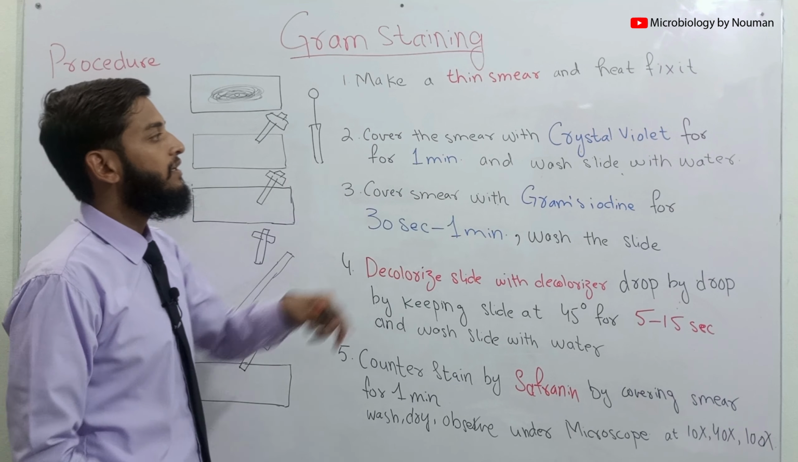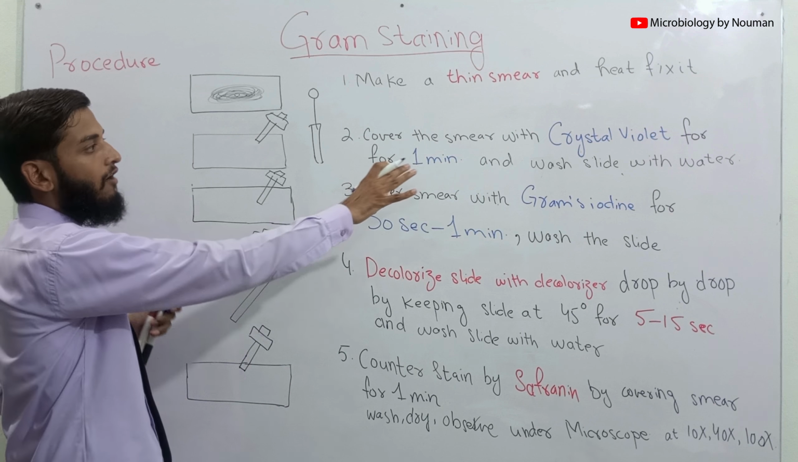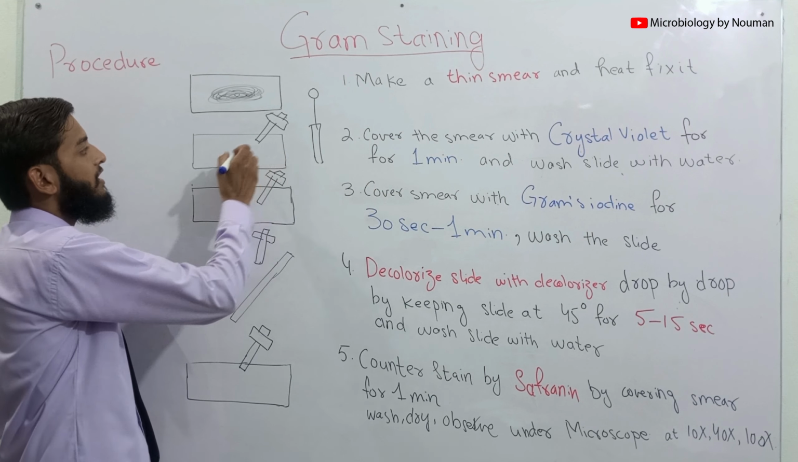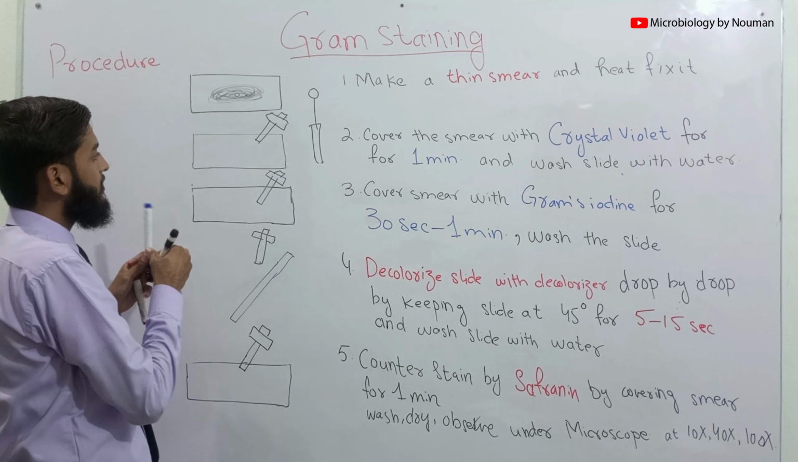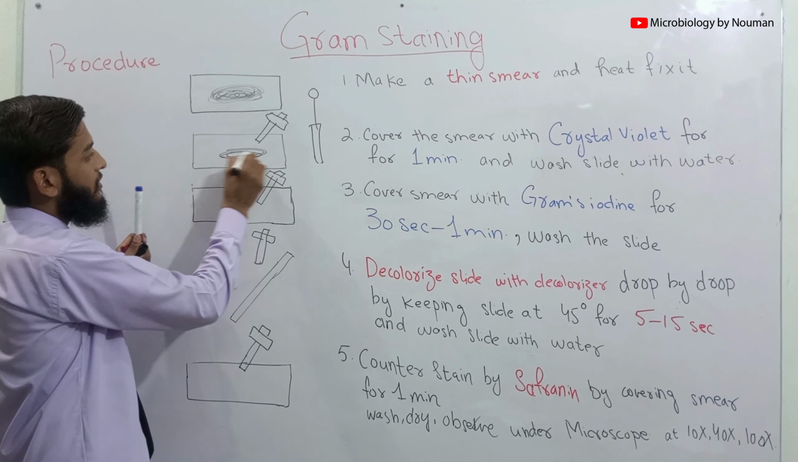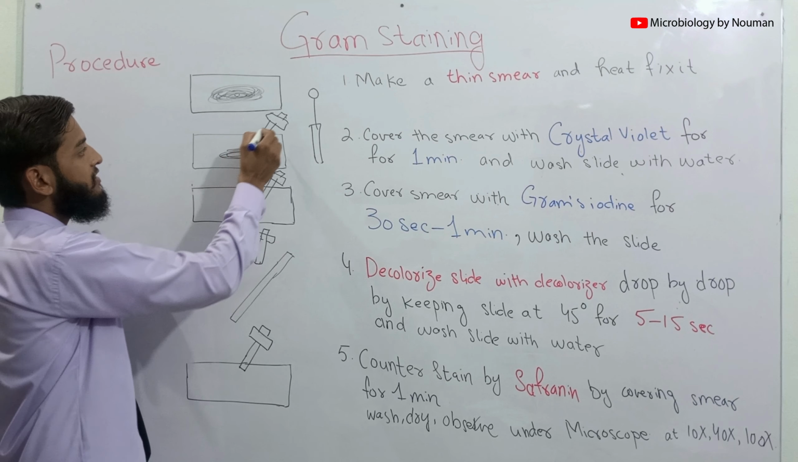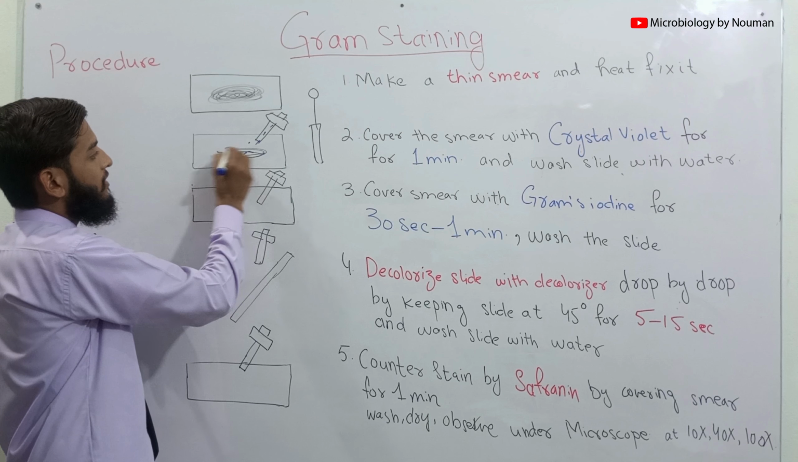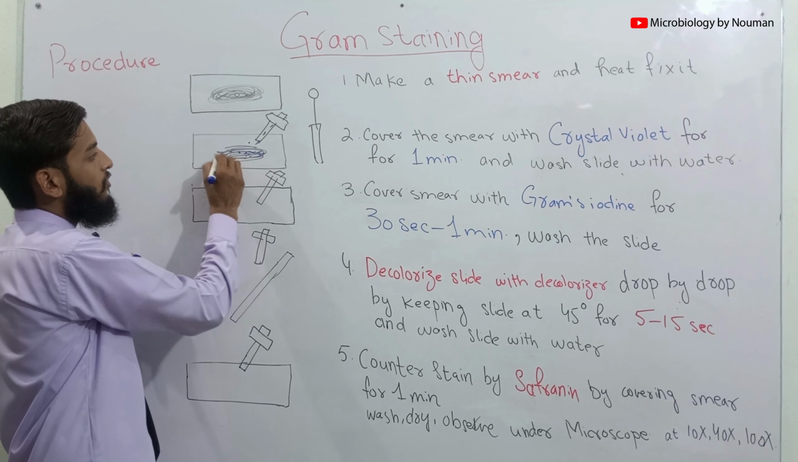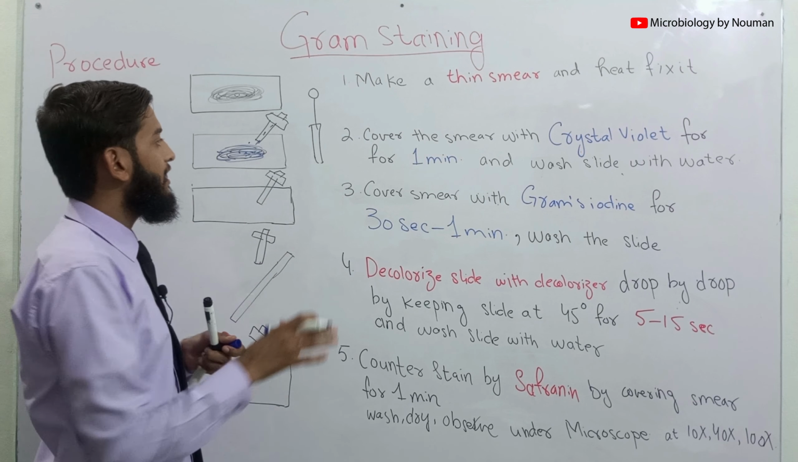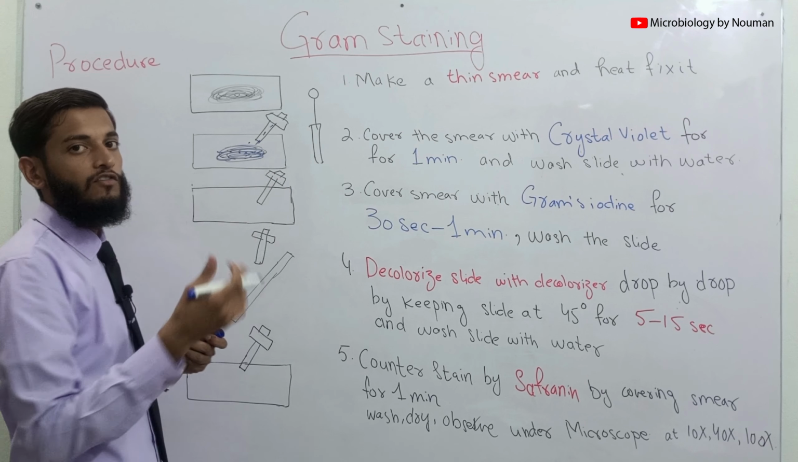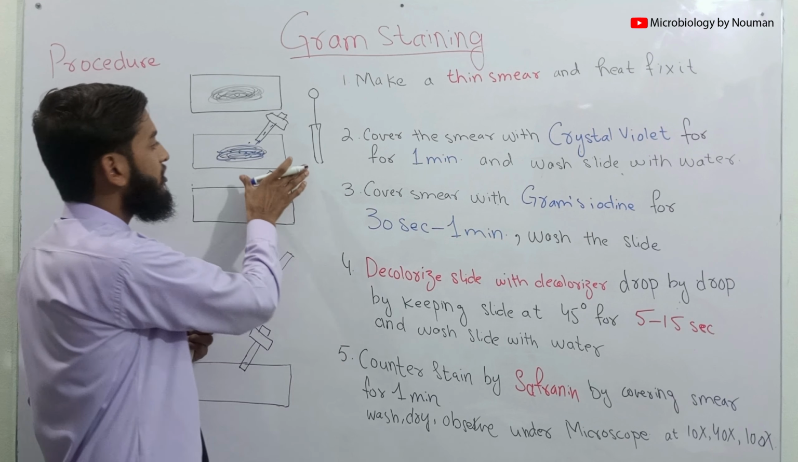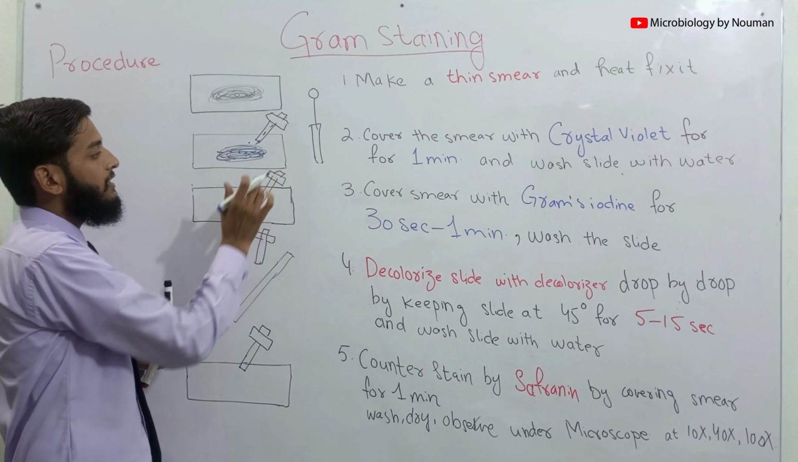Then we will cover our smear with the stain, crystal violet. We call it the primary stain. This was our smear. We will cover this smear with crystal violet, right? We will cover this with crystal violet and let it be on the slide for 1 minute. After 1 minute, we will wash it with clean water.